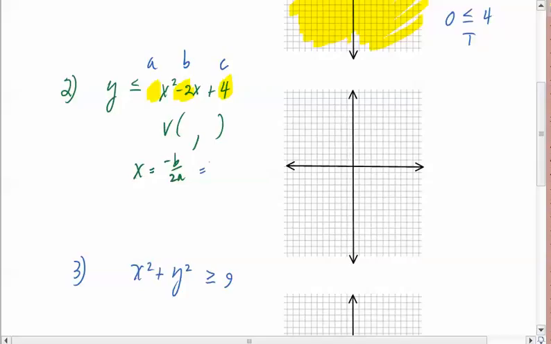So I have -(-2) over 2 times 1, and we get 2 over 2, which is 1. So I get my vertex x is 1, and we of course saw that in the last example. We already know the vertex is 1, 3. So now let's take the 1 and put it back in and calculate the y value. And of course when we're doing this we're pretending it's an equals. So we have y is equal to 1 minus 2 plus 4.